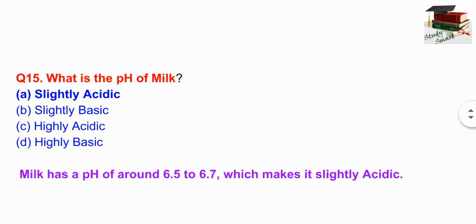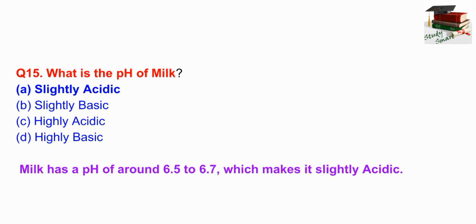Now see the next question. What is the pH value of milk? Option A, slightly acidic. Option B, slightly basic. Option C, highly acidic. Option D, highly basic. So option A, slightly acidic, is correct. Milk has a pH of around 6.5 to 6.7, which makes it slightly acidic.